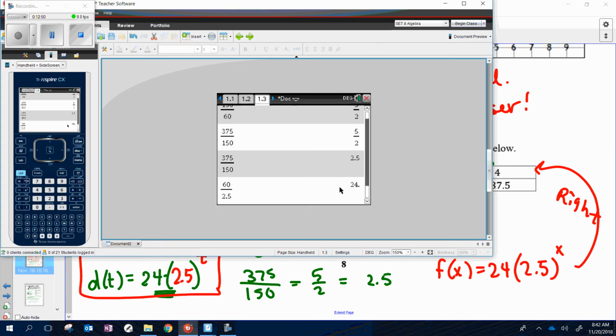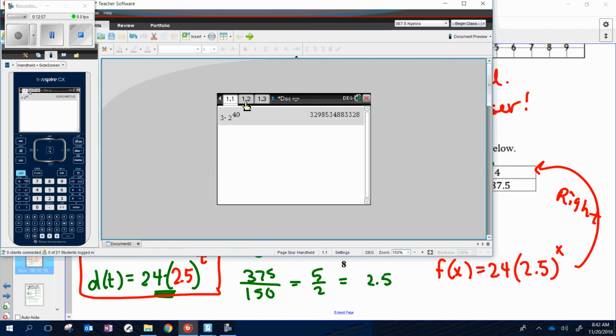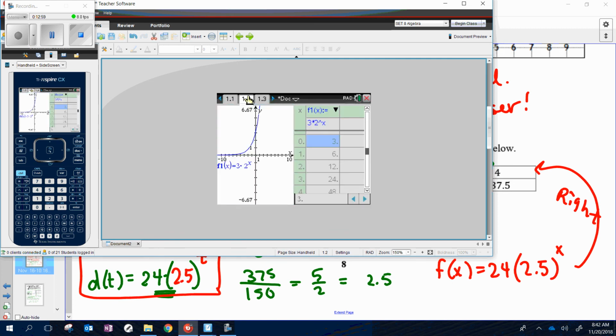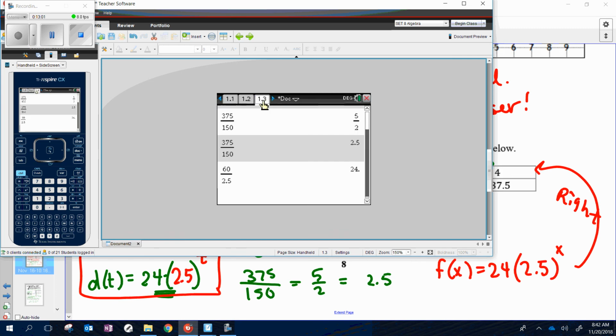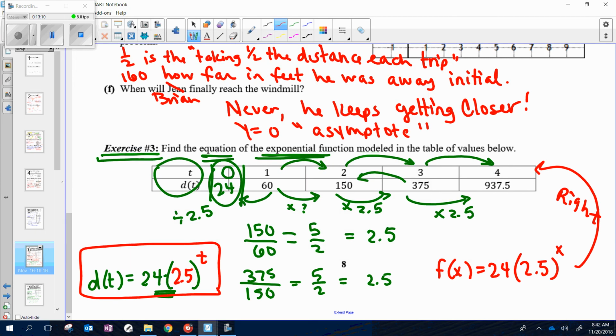So I did that on one of these pages, and you should be able to see it. 2, 3, 4, there it is. And look at that, the table is correct. So make sure when you get to class, you know how to use your calculator.